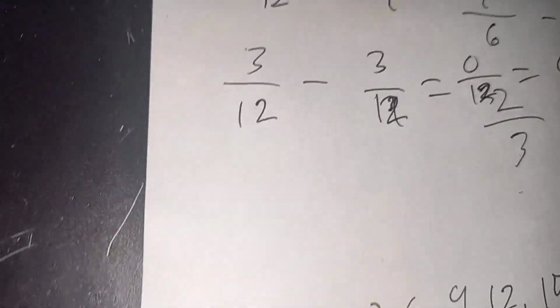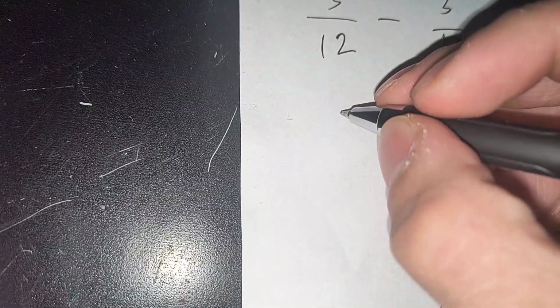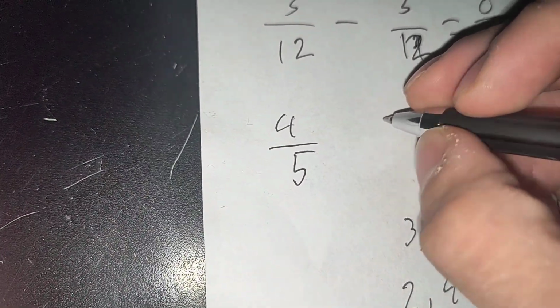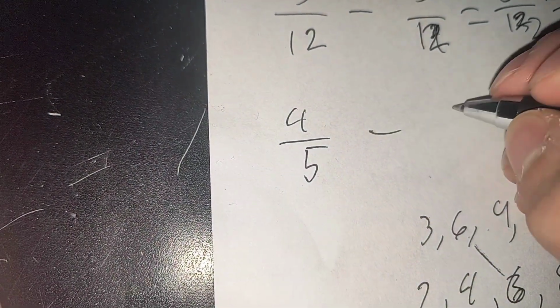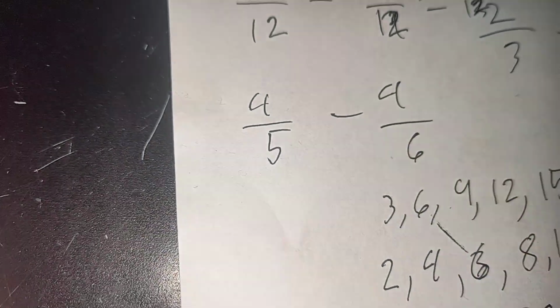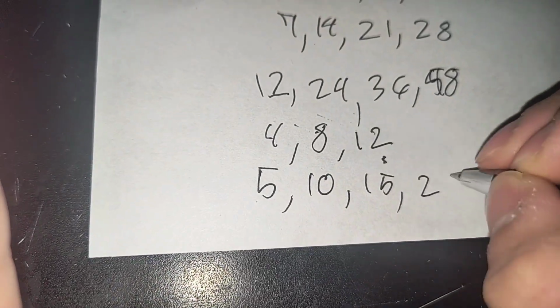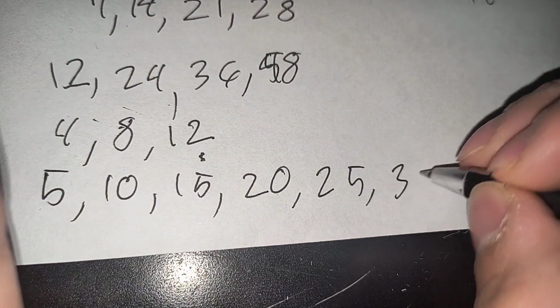Okay, now one more. Let's say we have 4/5 minus 4/6. Let's write down the multiples for these. So the multiples for 5 are 5 times 1 is 5. 5 times 2 is 10. 5 times 3 is 15. 5 times 4 is 20. 5 times 5 is 25. 5 times 6 is 30.